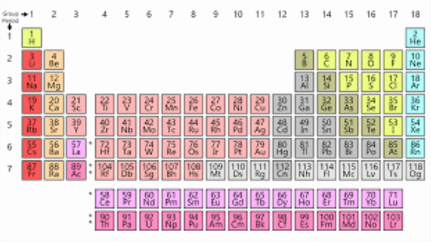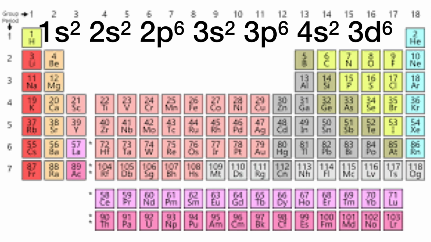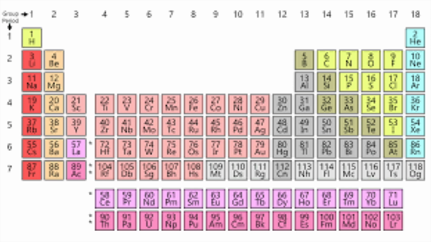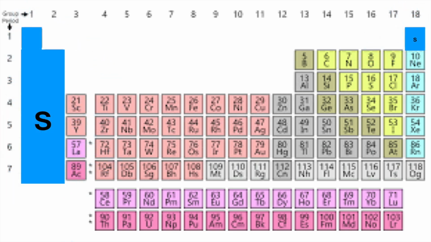But there is this thing called electron configurations, and to figure it out, let's get an example of an electron configuration. Weird one: 1s2, 2s2, 2p6, 3s2, 3p6, 4s2, 3d6. This is the electron configuration of iron. Okay, so let's figure out how to do an electron configuration. Well, let's make some categories first. So this would be the S block.